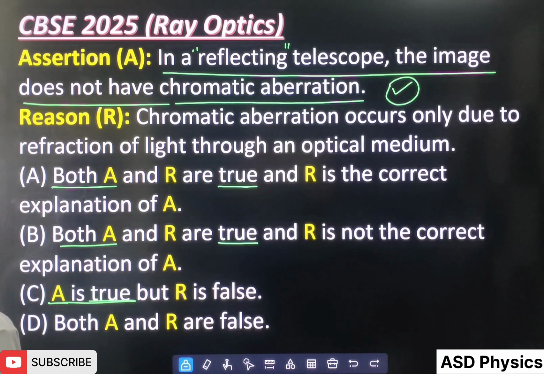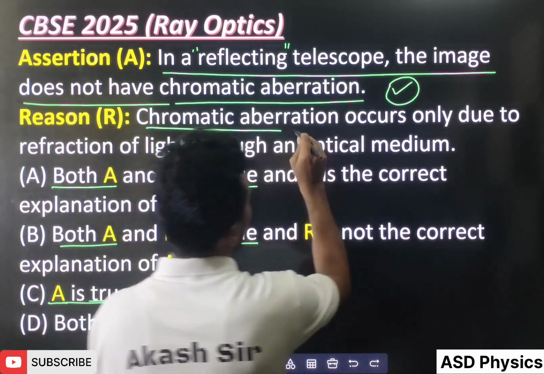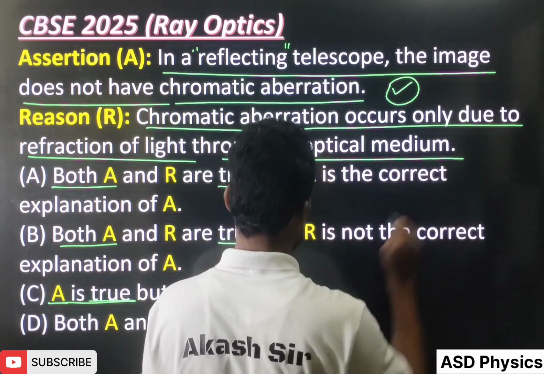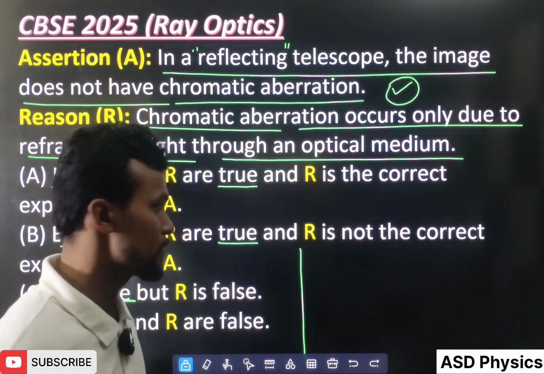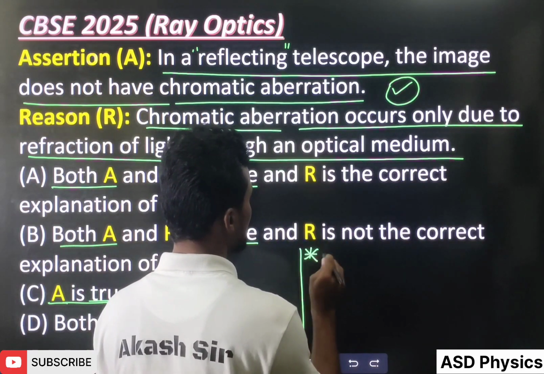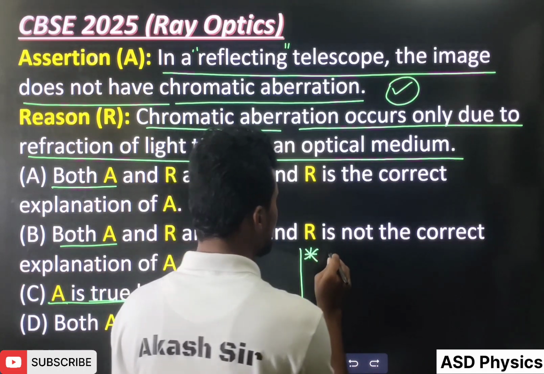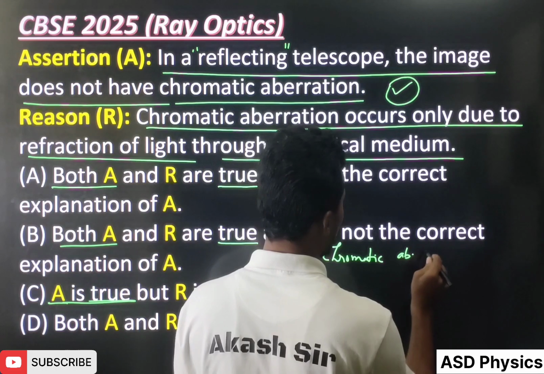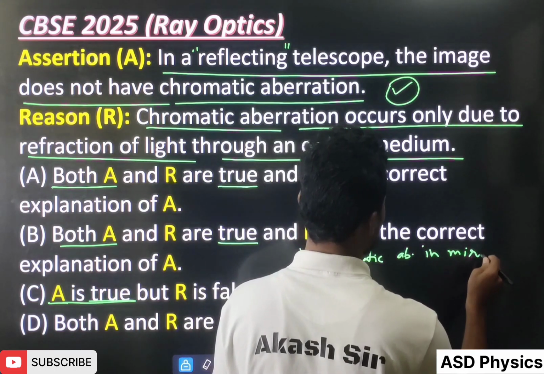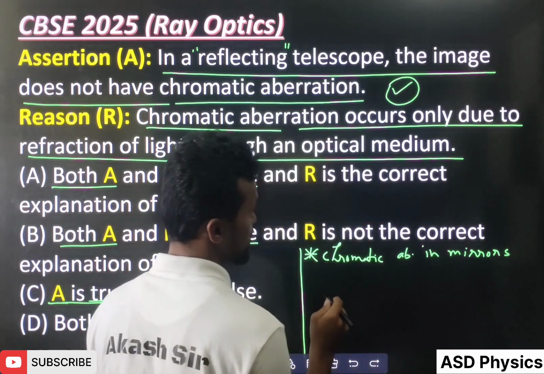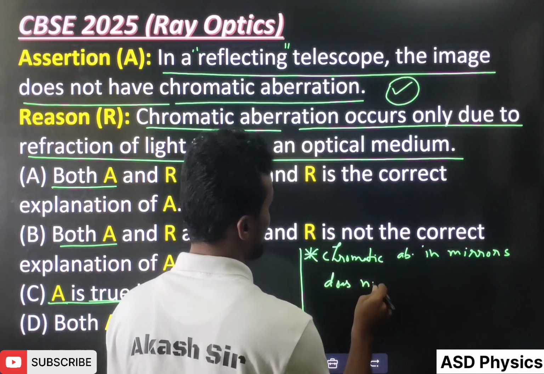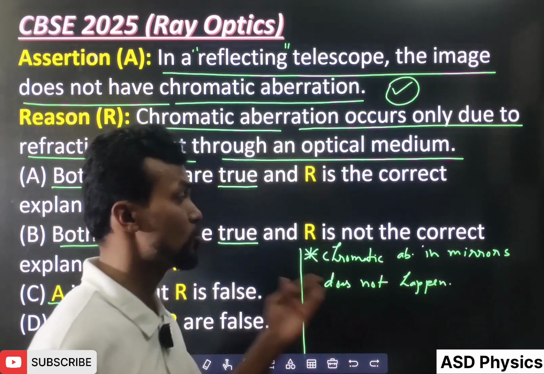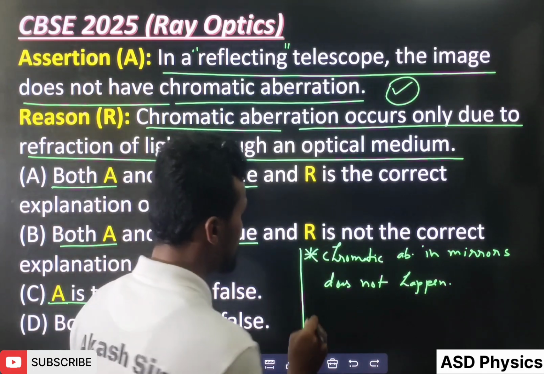Now after that, see the reason. Chromatic aberration occurs only due to refraction of light through an optical medium. Yes, that I have also told you. Remember, students, chromatic aberration in mirrors does not happen. This only happens in lenses.